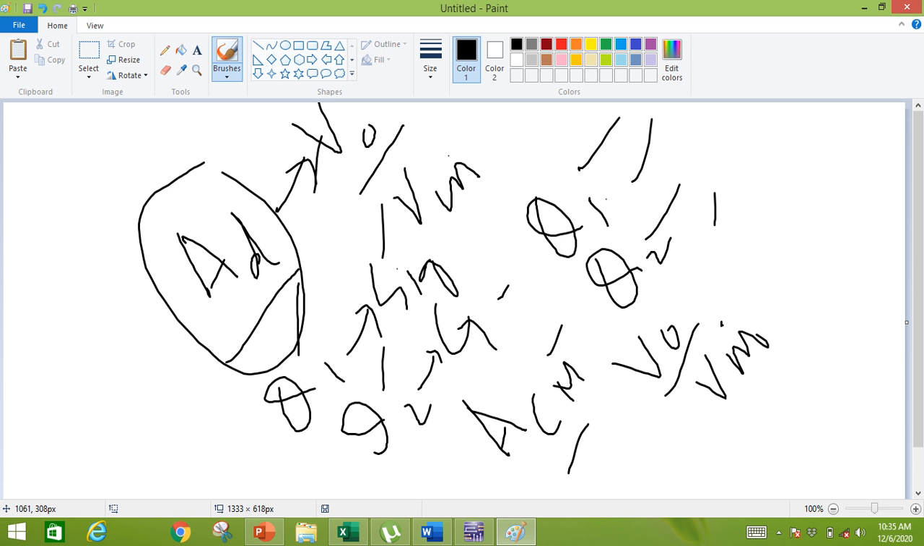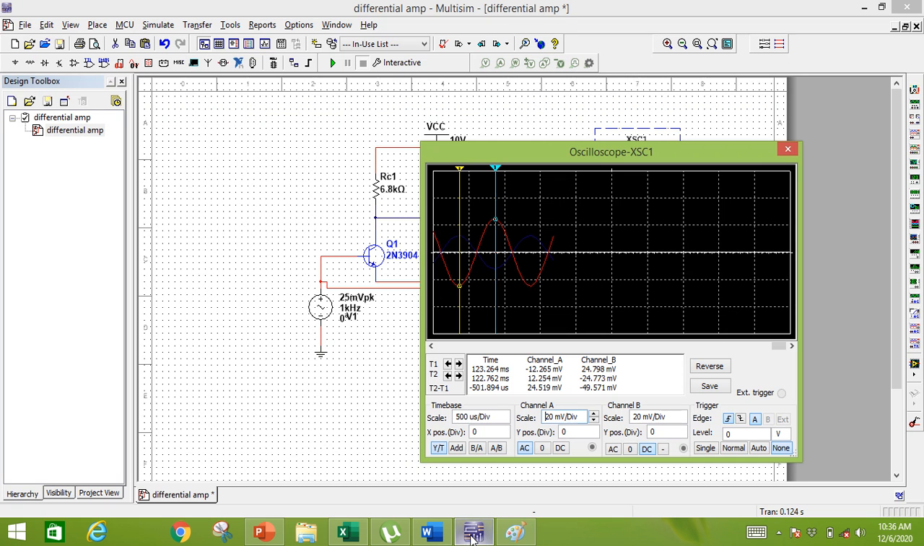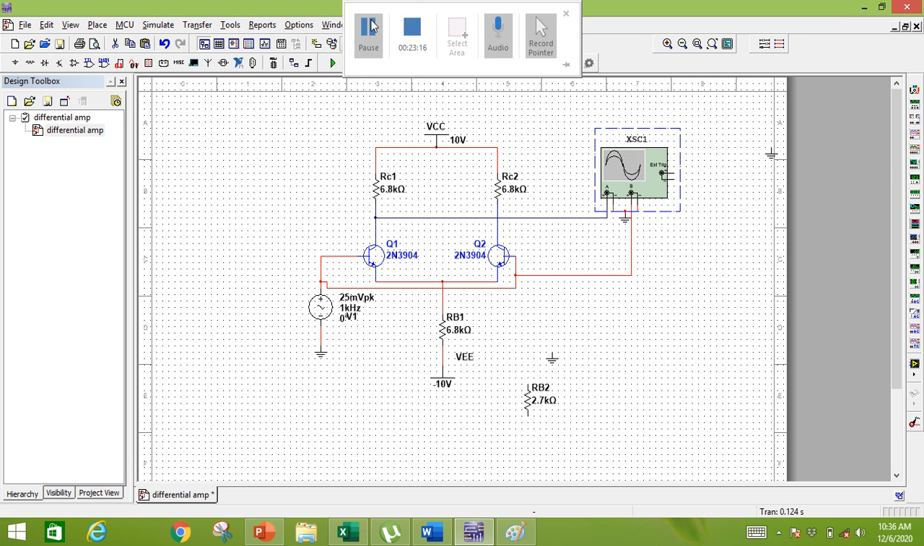Now how can we determine the common mode rejection ratio, CMRR? The common mode rejection ratio will be equal to the differential voltage gain divided by the common mode gain. We determined the differential voltage gain, and we determined the common mode gain. So our CMRR will be equal to the differential voltage gain divided by the common mode voltage gain. So this was all about differential amplifiers. If you have any questions, you can ask. Thank you.